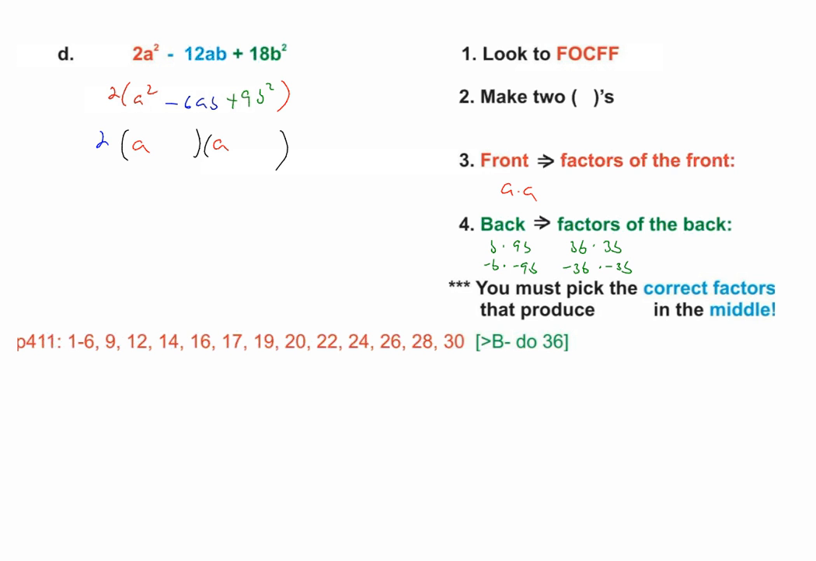Anybody find it yet? Keep looking for the right pairs. Keep looking for the right combination. It's all about the middle. Using a b and a 9b, a negative b and a negative 9b, positive 3b and positive 3b, or negative 3b and negative 3b. All the things that multiply to 9b squared.